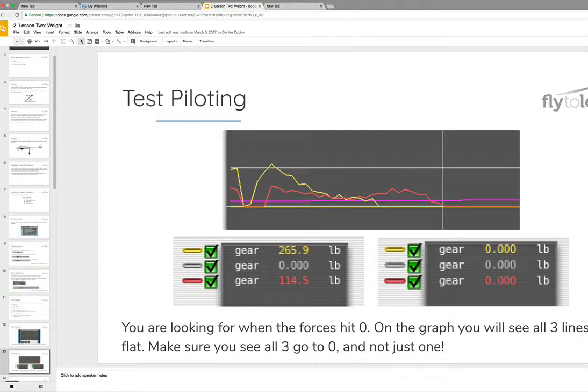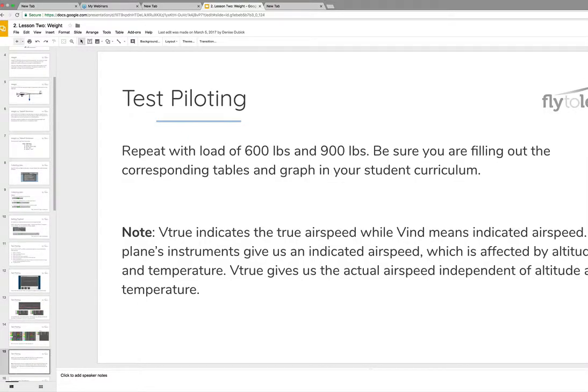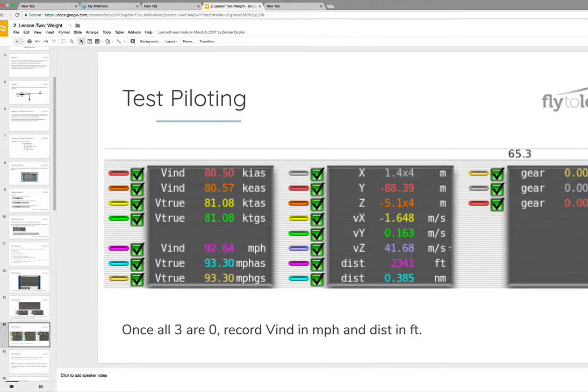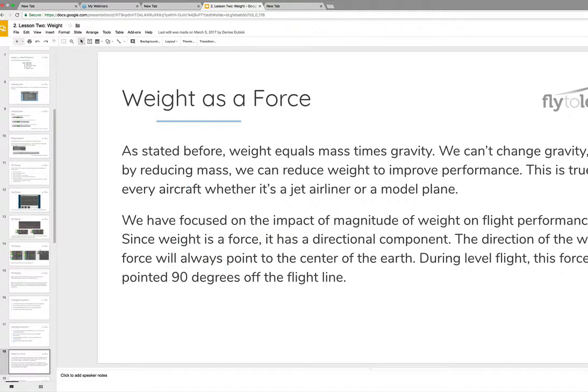And where these three, in this case the red and yellow, when all these landing gear values are 0, then you're ready to go. And if this is 0 here, then we look at what the distance traveled is and compare that to true. And you repeat with load 6 and 900 pounds. All right, I'm going to go to the next one.